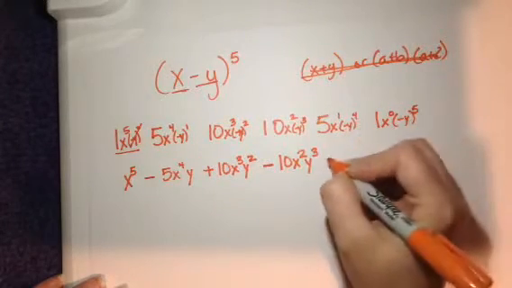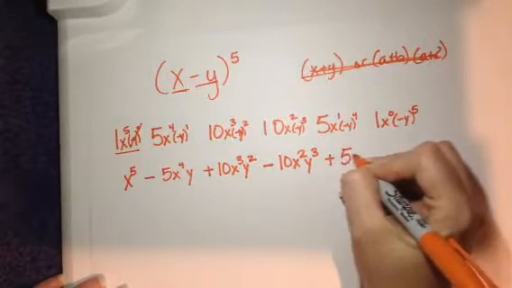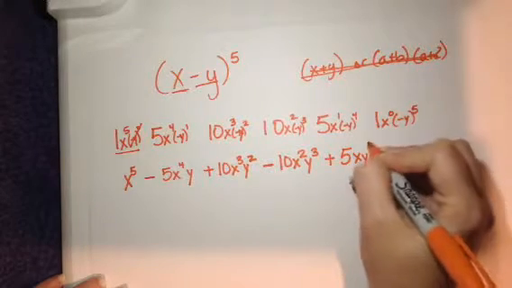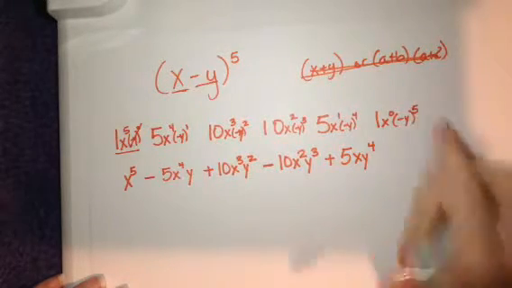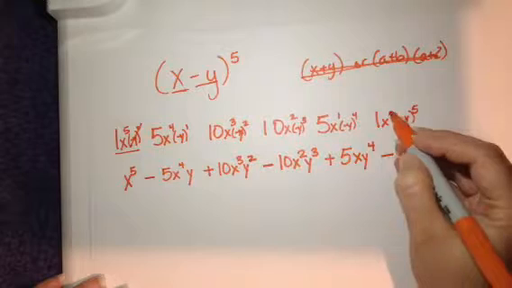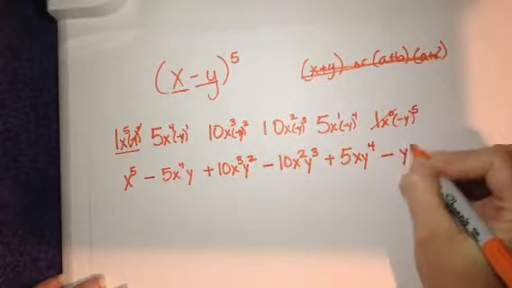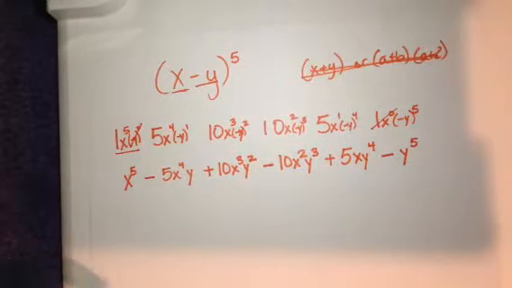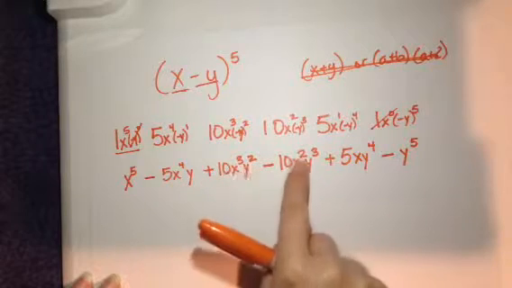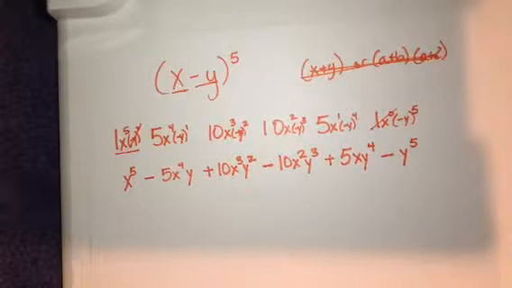Then negative y to the fourth, that's going to be a positive, and that becomes 5x y to the fourth. Negative y to the fifth, negative. X to the 0, gone, and we're just left with y to the fifth. Notice again that all my powers add up to be 5 in each term.